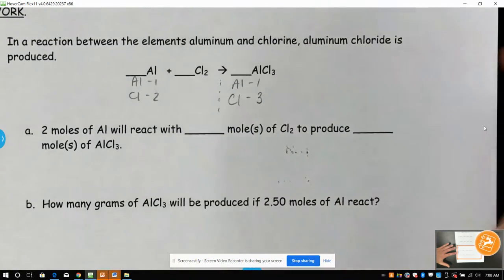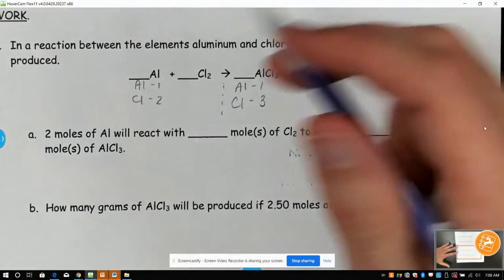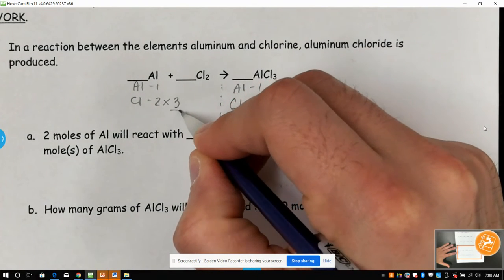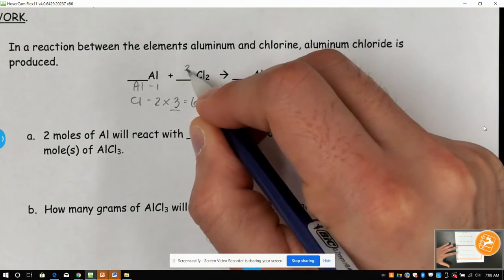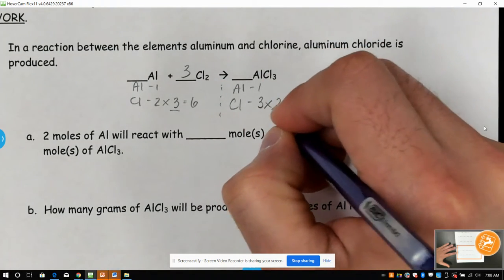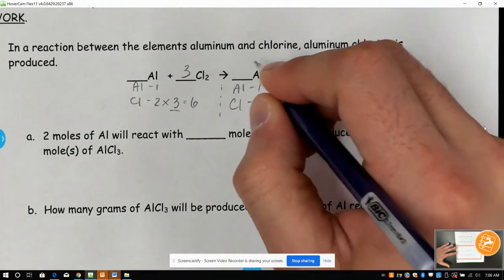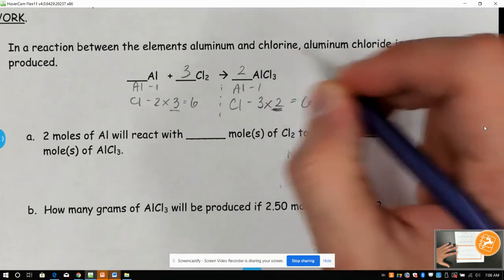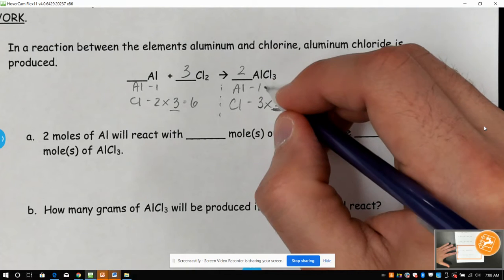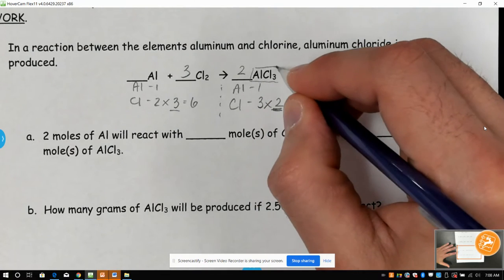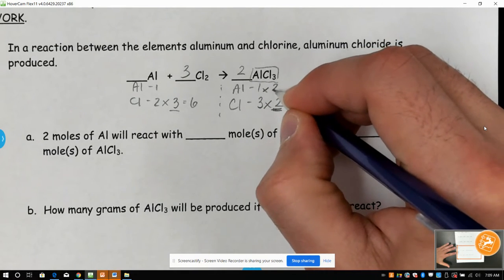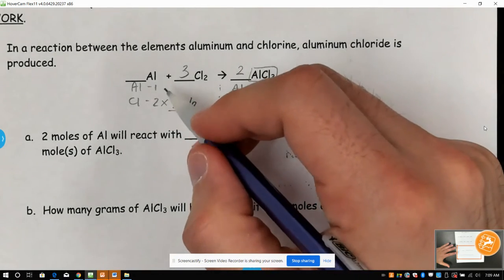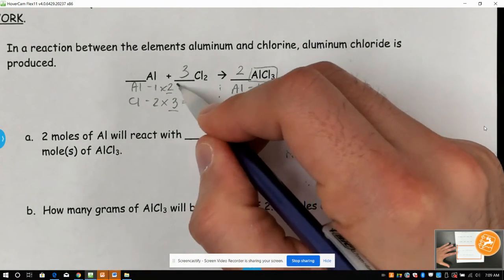So the closest number that they can wind up sharing is a 6. If I make this a 3, it's going to give me 6. If I make this a 2, that gives me a 6. So they would be balanced. But what I multiply by becomes the coefficient, and the coefficient applies to the entire compound. So this aluminum also has to get doubled, and then that means that this aluminum as well has to get doubled to balance out.